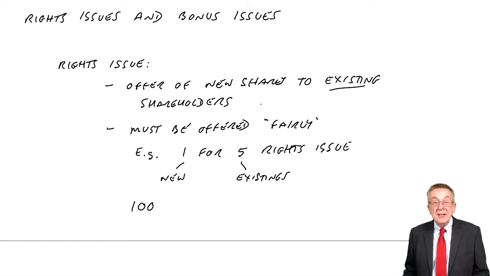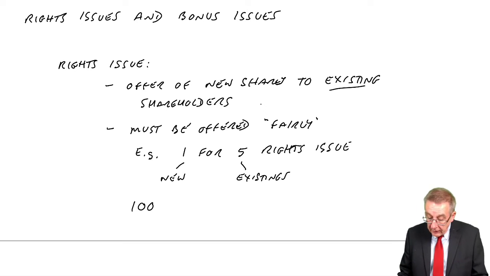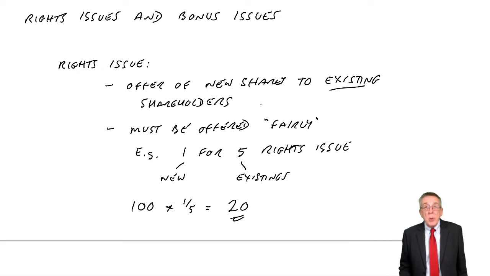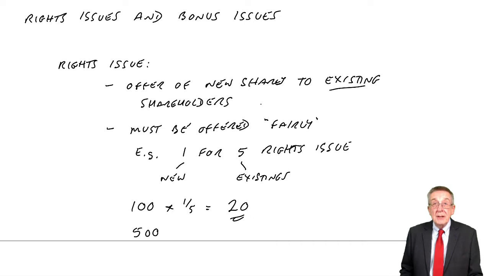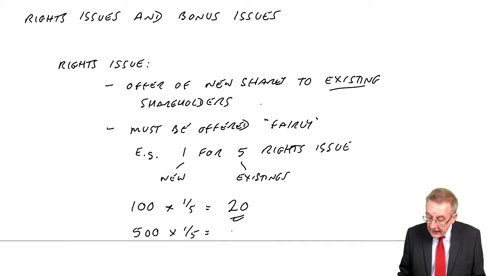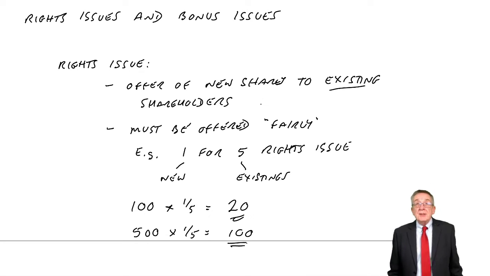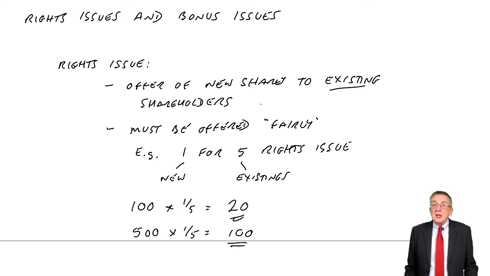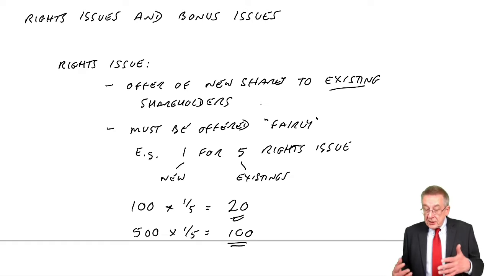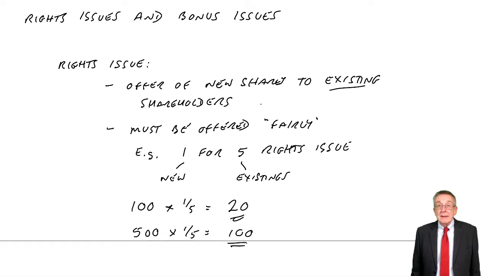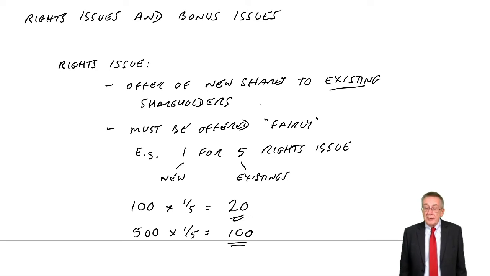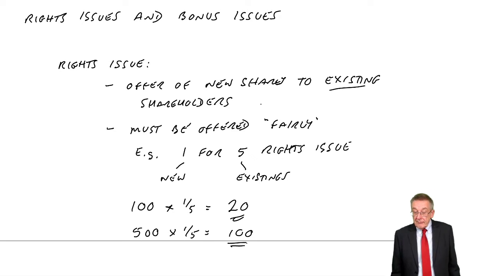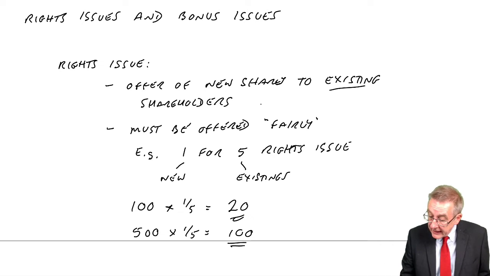So you see, if at the moment you own 100, you'll get a letter, if it's 1-for-5, saying, right, you're entitled to buy another 20 shares if you want. On the other hand, if another shareholder currently owns 500 shares, at 1-for-5, they'll get a letter offering them another 100. So that's what I mean by fairly. Every shareholder gets a letter saying you're entitled to buy 20 shares, 100 shares, whatever it is. And again, although in the exam we always assume they do buy them, they're not forced to. The letter is just offering them new shares. So that's what we mean by a rights issue.